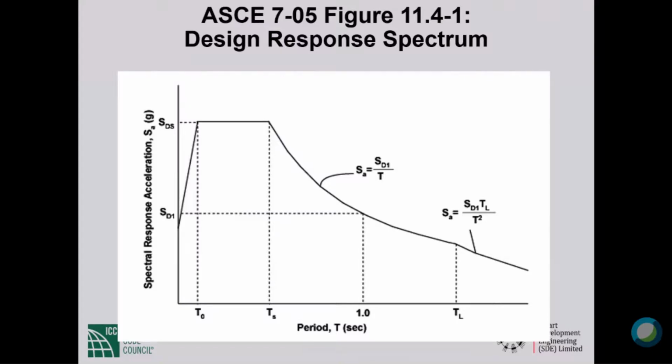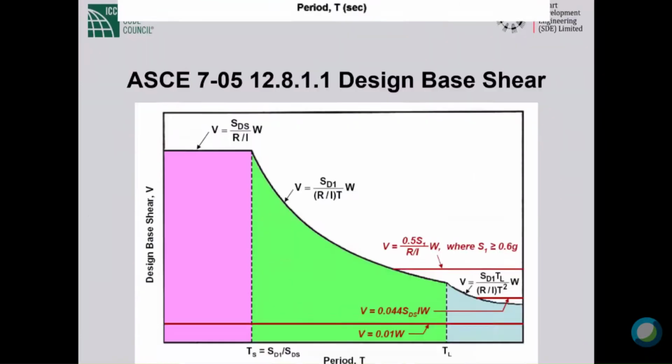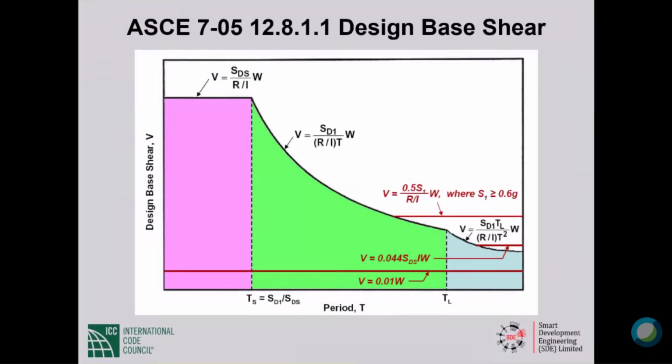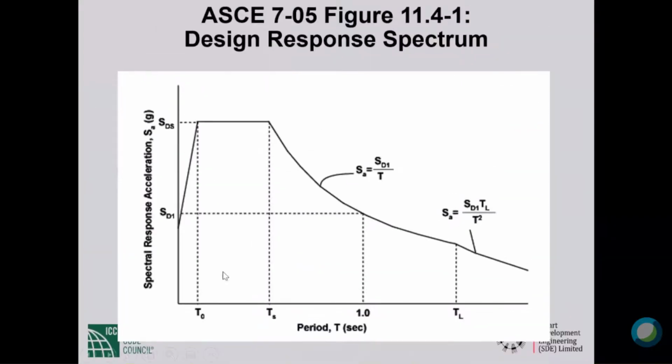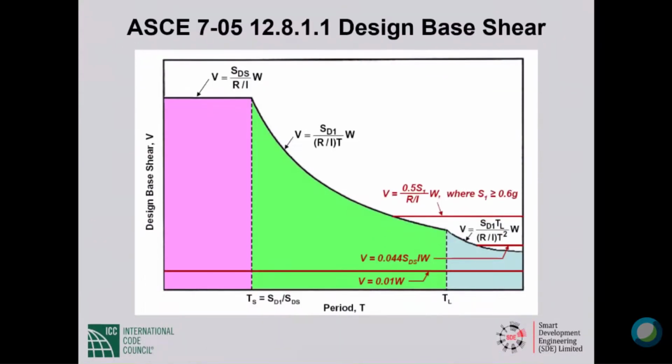Okay, so the design base shear is C sub S times the weight of the structure. C sub S is given by this spectrum, okay? The design spectrum that you have seen time and again. Now, this elastic spectrum, when it comes to the equivalent static approach, we modify that spectrum in 4 different ways.